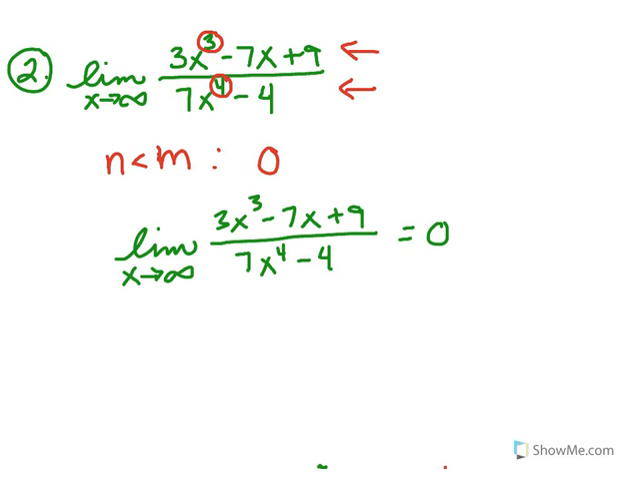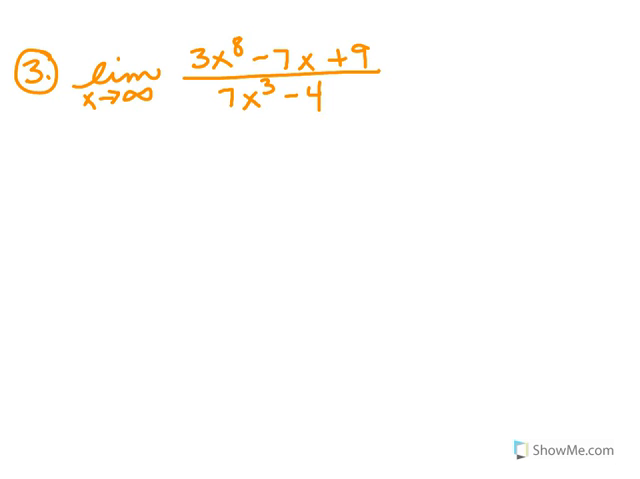All right, let's take a look at our third type. In this example, let's take a look at our leading terms. First of all, they are where they're supposed to be. And now I have my n term being larger than the m term. So this is a case where n is greater than m.